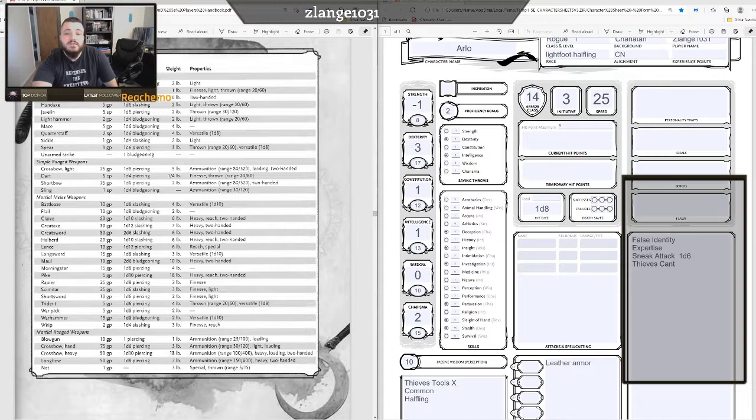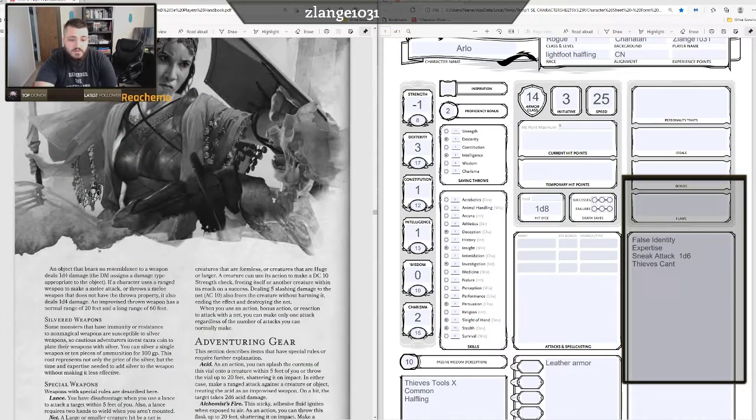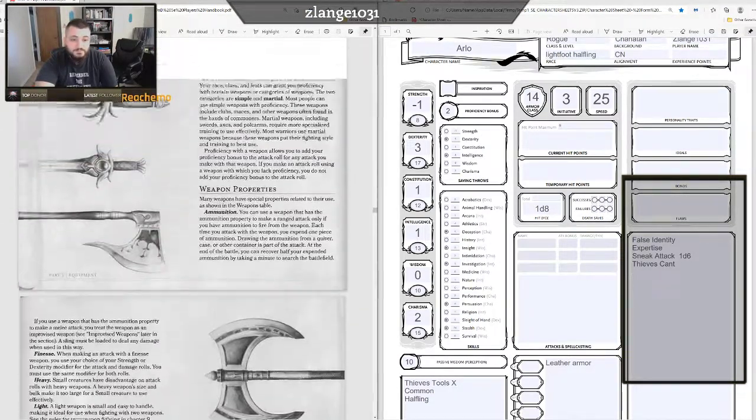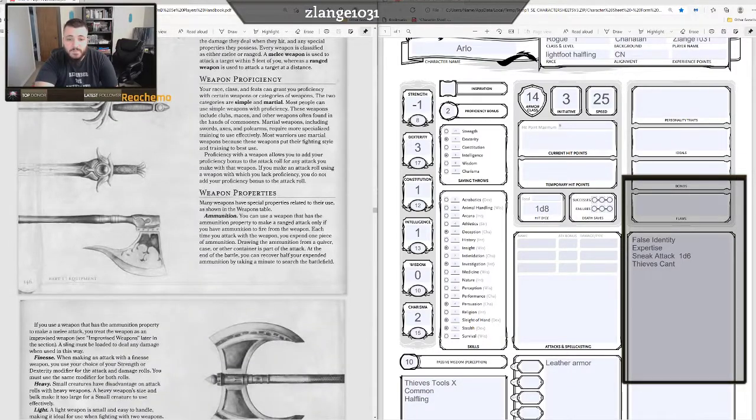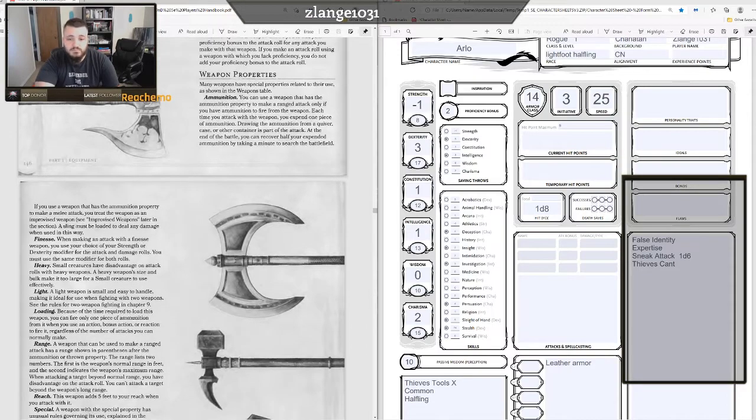You have light, finesse, thrown, two-handed, versatile, ammunition, loading. So there are a bunch. Heavy, reach, and all these mean something different, obviously, which we can go over. Ammunition is obviously an ammunition type. Arrows, bolts, pebbles for your sling, whatever. That's what they are. It's ammunition.